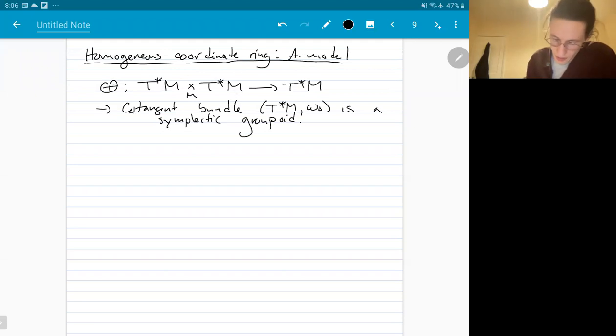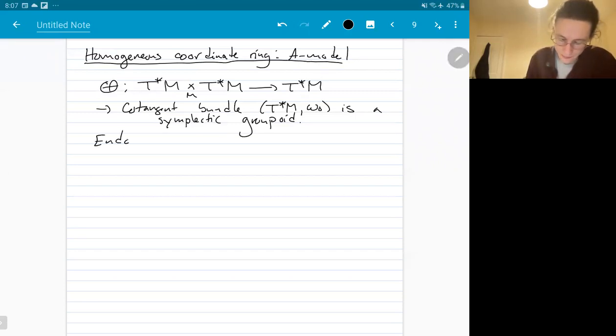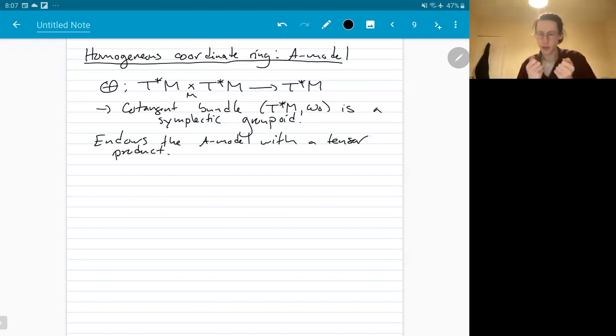This addition map is actually a Lagrangian relation from T star cross T star to T star. And what this does on the categorical level is it endows the A model with a tensor product. So you can take branes and tensor them together, kind of just by adding them up. And if you have morphisms, you can also add those up, kind of tensor them together.